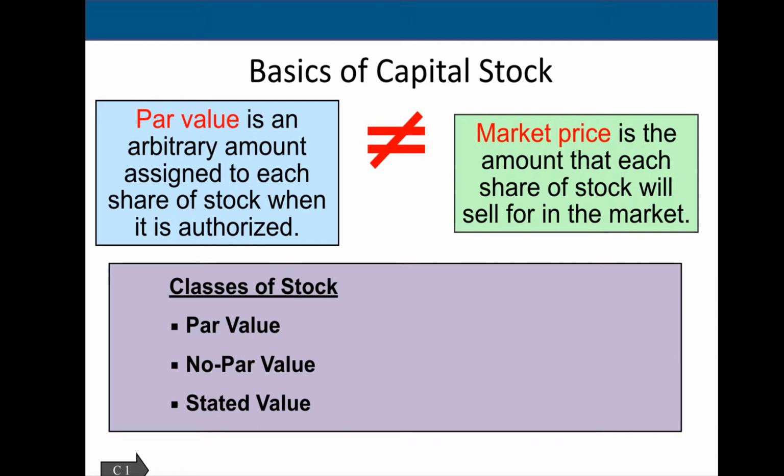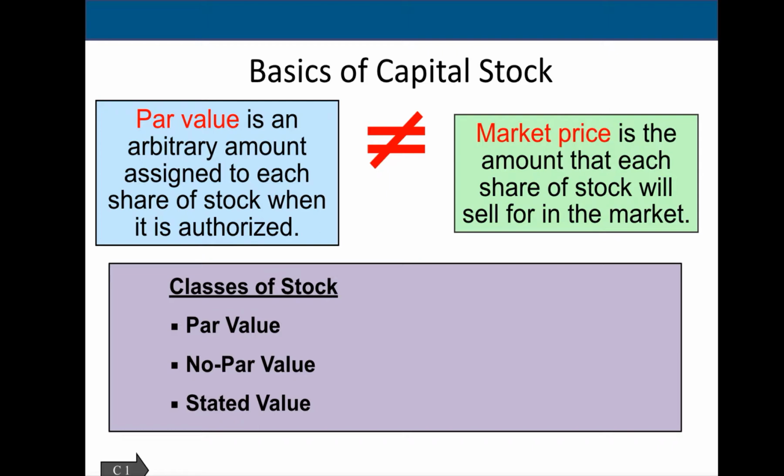For common stock, you have voting rights, so when they call a vote to appoint a new board of directors or whatever the stockholders are voting on, you actually get to vote. As a preferred stockholder, which we'll talk about later, you don't get to vote. But within common stock, you've got par value, no par value, and stated value.